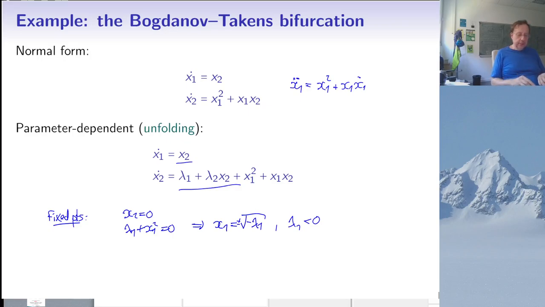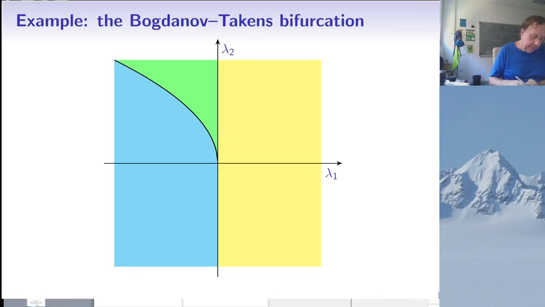And then if you have these fixed points, you can look at their stability. So what happens here is the following thing. If lambda 1 is here on the abscissa, lambda 2 is on the ordinate, in all this yellow region we have no equilibrium point. And on this vertical axis we have actually saddle node bifurcations.